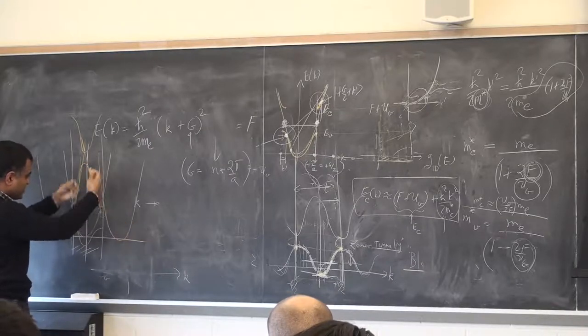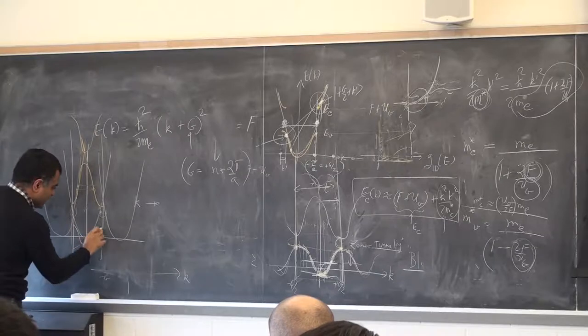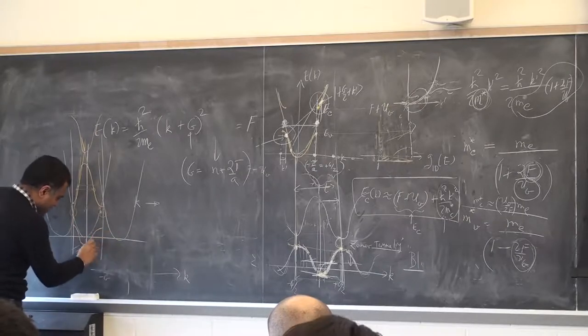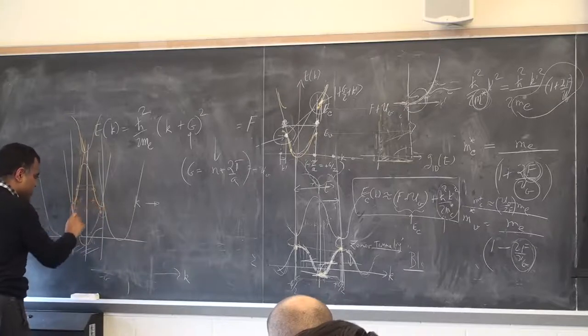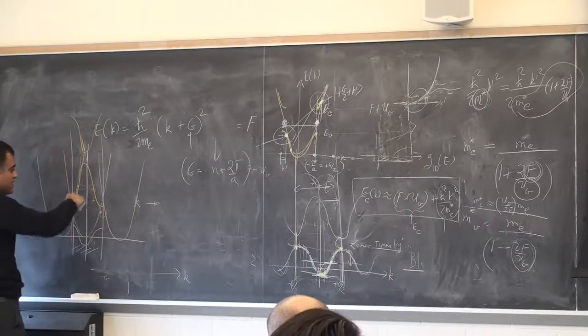Meaning it belongs to a different G vector. So therefore, now you can index them by which G vector it came from. This one came from G vector 0, right? That one came from maybe plus 1, and that came from minus 1, and so on, right? And then these are the allowed energies.